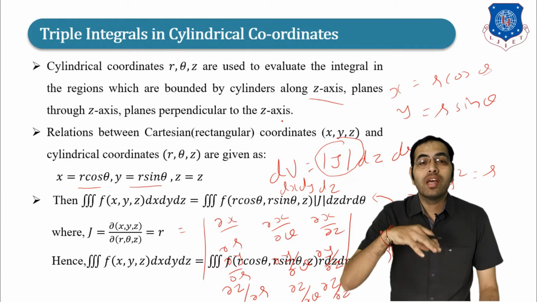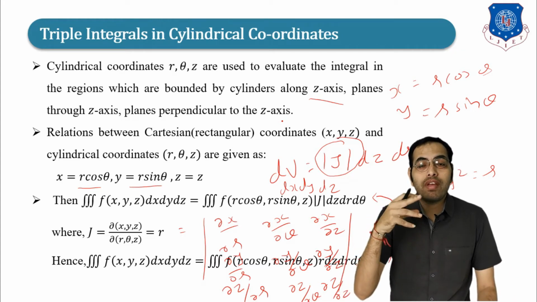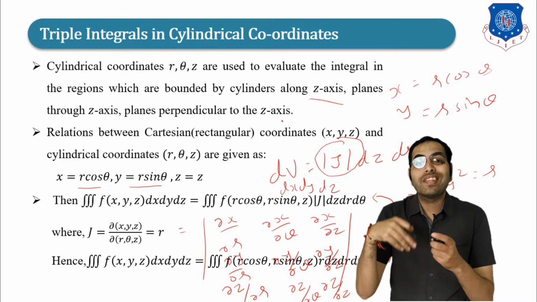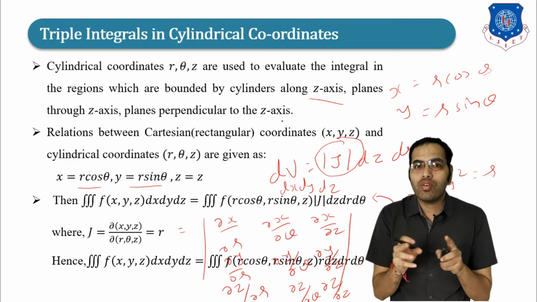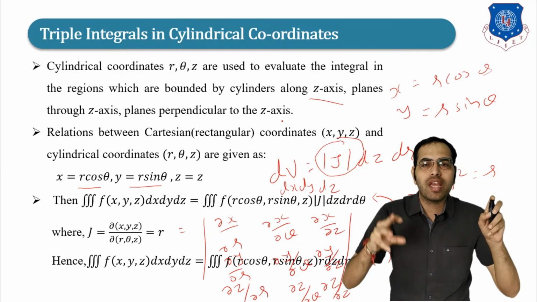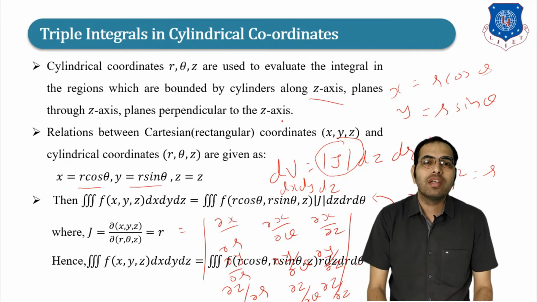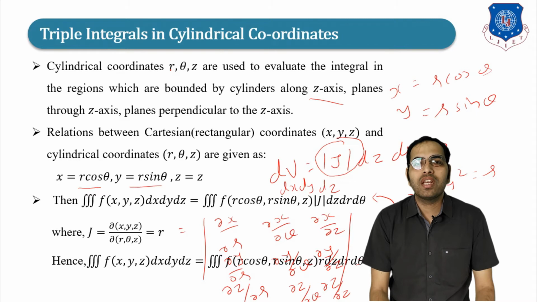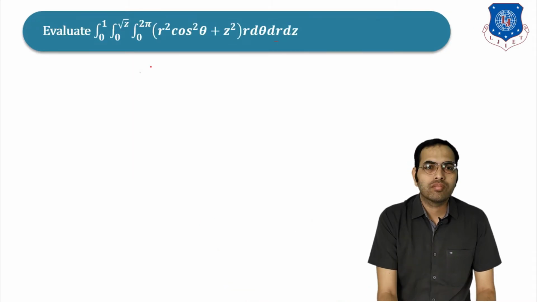Whenever we convert our values from Cartesian to polar, then we can easily find the result. The graph or region of Cartesian coordinates and polar coordinates are the same. Just the limits will be changed in terms of r and theta.